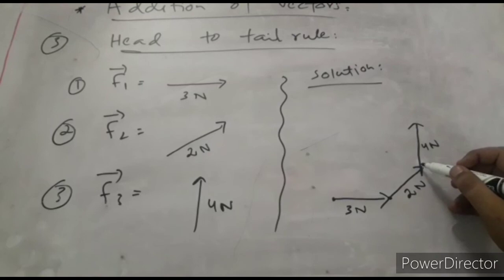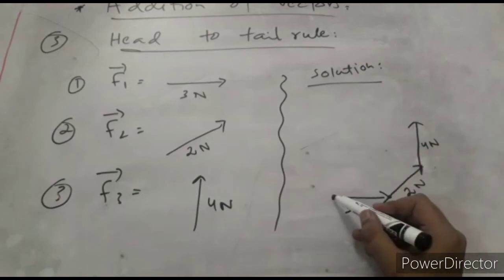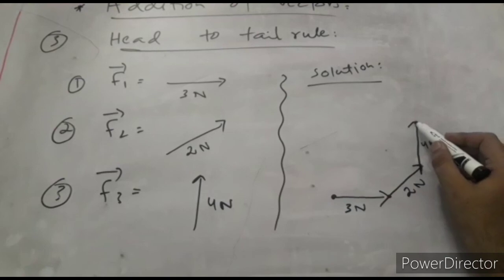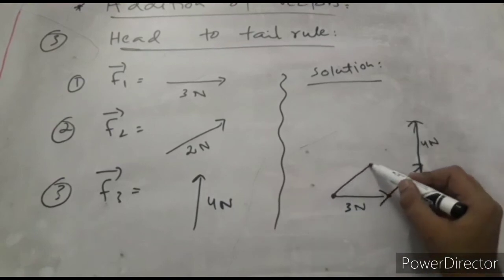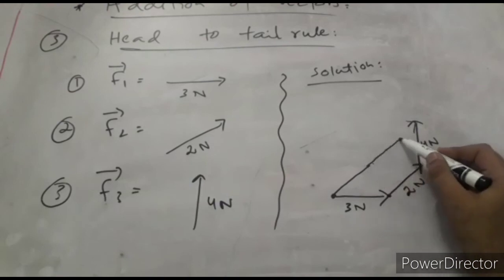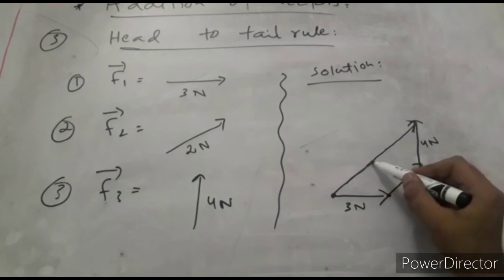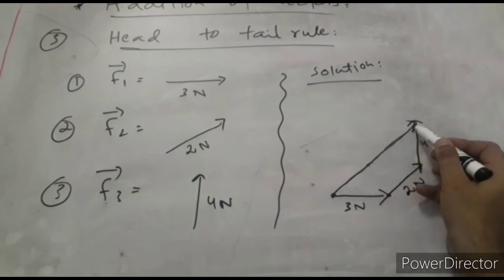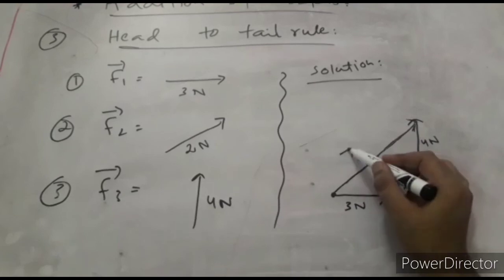Now what will be the result of these three vectors? What will be the resultant? The resultant will also be a vector that starts from the tail of the first vector and ends at the head of the last vector here. Okay, and I will join like this. It may be a bit rough because I'm not using a protractor. Okay, so this is the resultant vector.